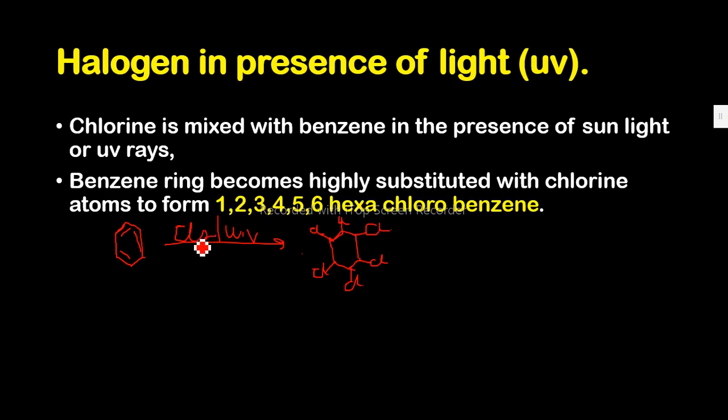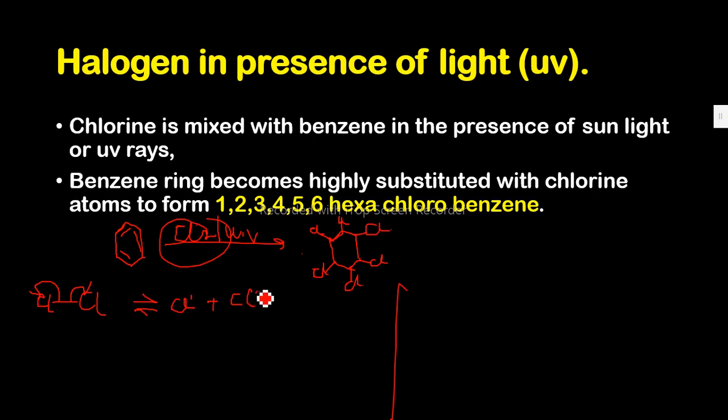So the first thing that happens is homolytic fission, where our Cl2 undergoes cleavage to form radicals, where this will take one, and this one also will take the remaining one to form the 2 chloride radicals. So you remember this reaction in methane or in alkanes. Now the chloride radical that is formed is the one that will react with a benzene ring.